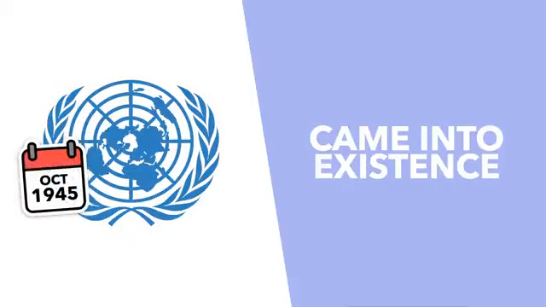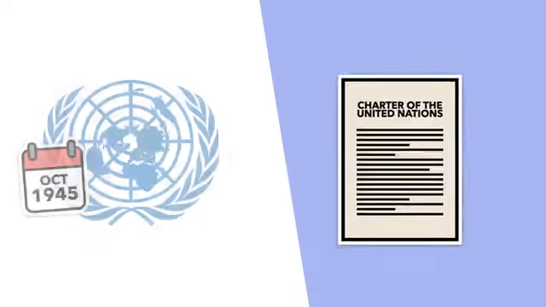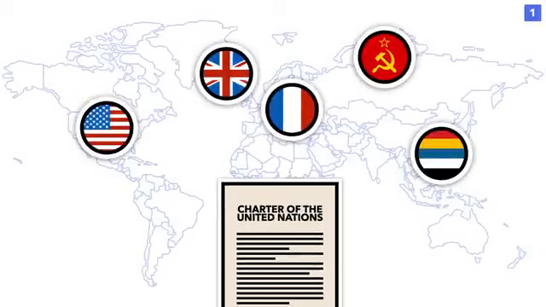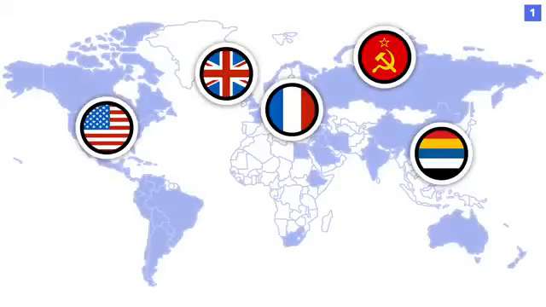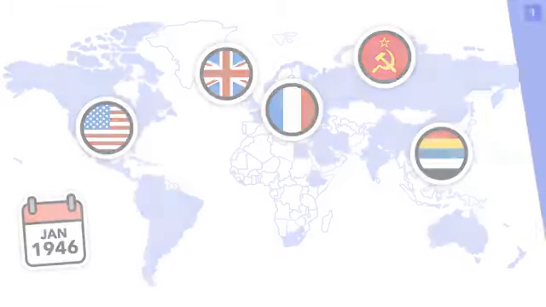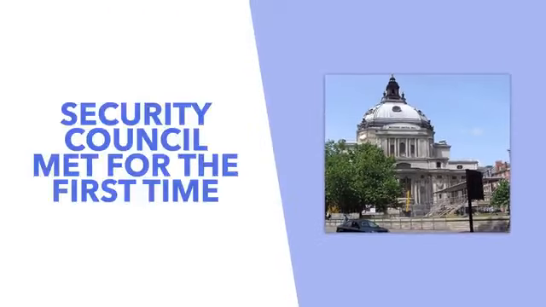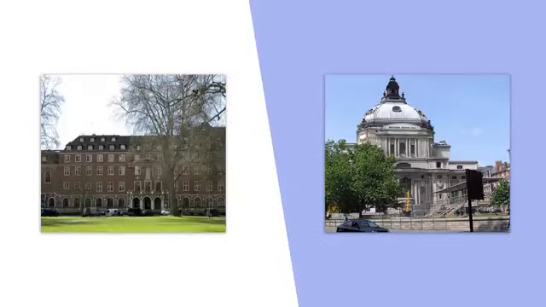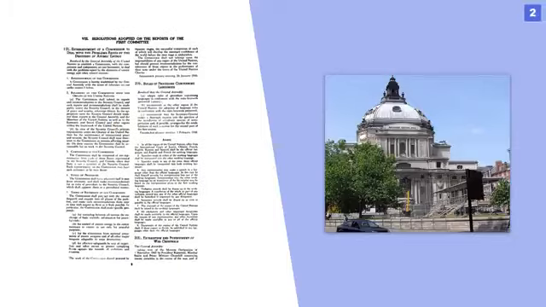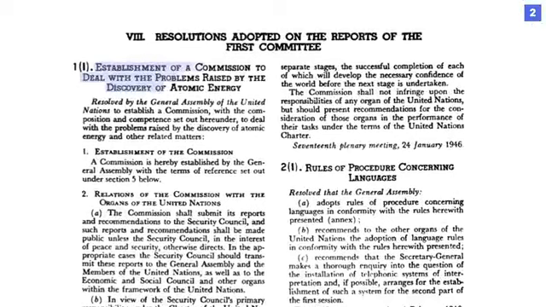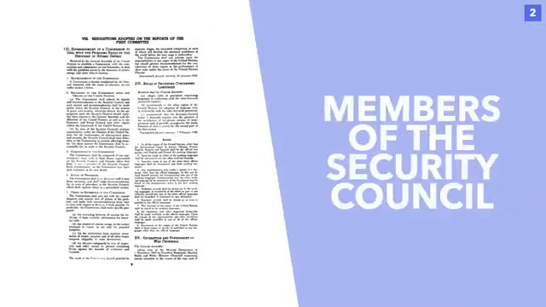On the 24th of October 1945, the United Nations came into existence following the ratification of the UN Charter by the five main allies: the United States, the United Kingdom, France, the Soviet Union and China, as well as a majority of other signatories. On January 10th, 1946, the General Assembly met for the first time in Methodist Central Hall in Westminster, and the Security Council met for the first time a week later. A week after that, the General Assembly adopted the first UN resolution, establishment of a commission to deal with the problems raised by the discovery of atomic energy. This committee is composed of the members of the Security Council, and, when it's not on the Council, Canada.